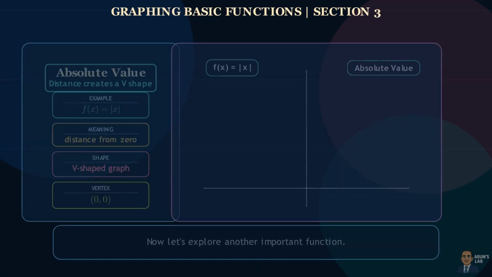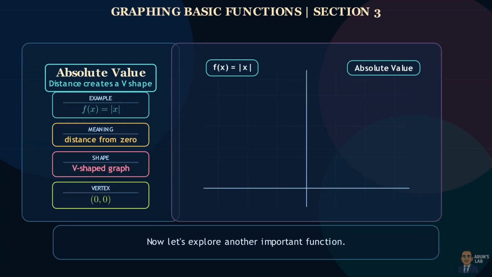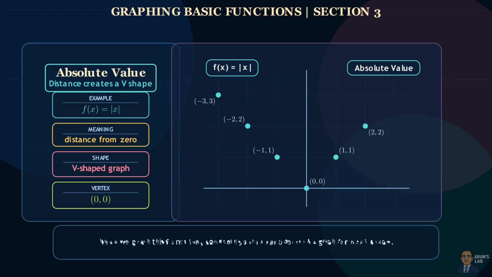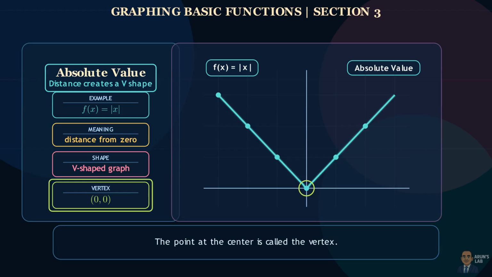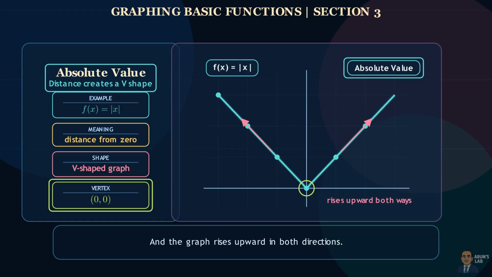Now let's explore another important function. f of x is equal to the absolute value of x. Absolute value represents distance from 0. This means both positive and negative numbers produce positive outputs. See the example here. All the negative and positive inputs produce positive outputs. When we graph this function, something unique appears. The graph forms a V shape. The point at the center is called the vertex, and the graph rises upwards in both directions.